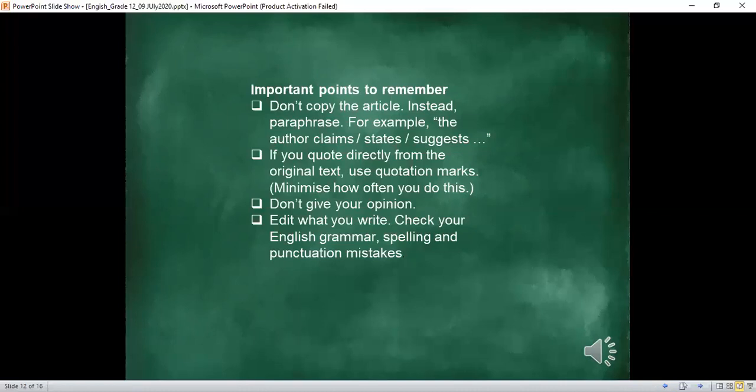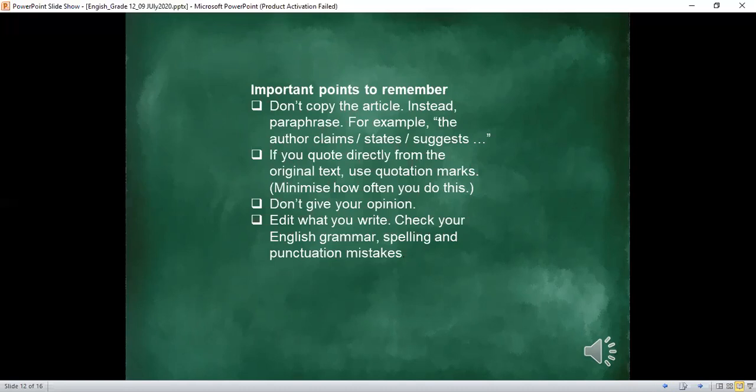Don't give your opinion. This one is important. Now, sometimes you may feel like this is an interesting topic or it becomes controversial or whatnot. Don't add your own ideas or give your own opinion. Just reproduce what the original article is actually saying. You reproduce the contents of the original article. Nothing of yours is supposed to be added. This is supposed to be a closed system.